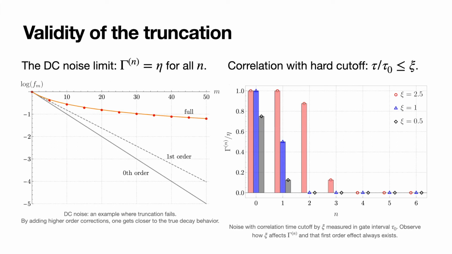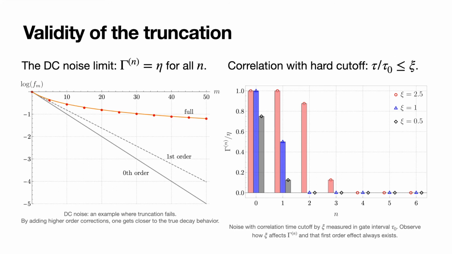Now our approximation depends strongly on the validity of the truncation involving different orders of the decoherence function. To examine where the truncation would fail, we look at the extreme case of the DC noise limit, where the decoherence function, instead of converging to 0, is a constant. For this model, we can calculate the decay rate using the full expression and the zeroth order and first order expression correspondingly. Apparently, now the exponential decay model breaks as the data no longer fits a straight line, but we can see that by adding higher order corrections in our approximate formula, one gets closer to the full expression.